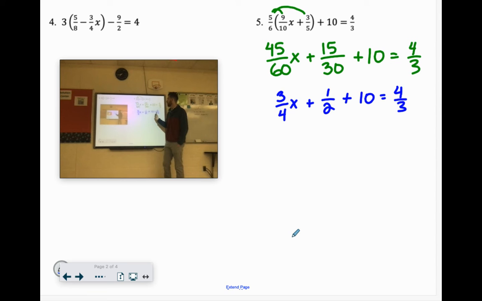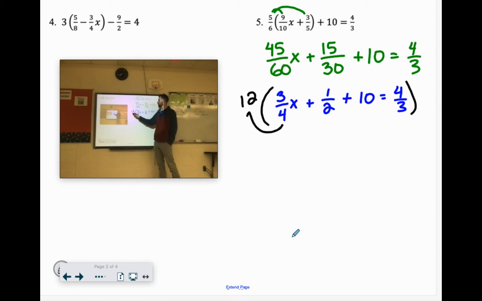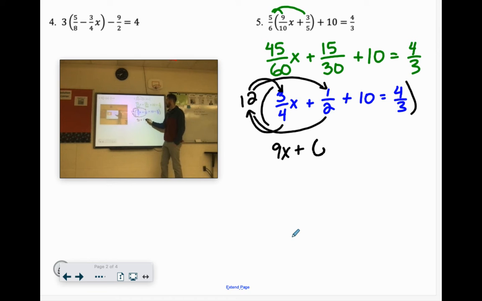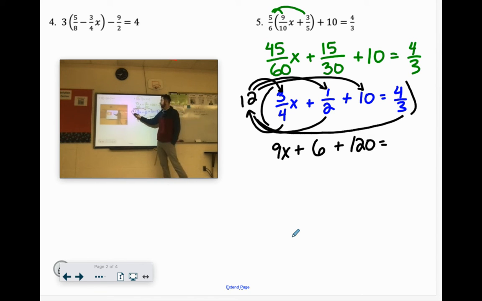We need one that 2, 3, and 4 go into, which could be 12. 4 goes into 12 3 times. 3 times 3 would be 9, 9x. 2 goes into 12 6 times, and 6 times 1 is 6. 10, we're just going to do 12 times 10, which is 120. And then 3 goes into 12 4 times, and 4 times 4 is 16.